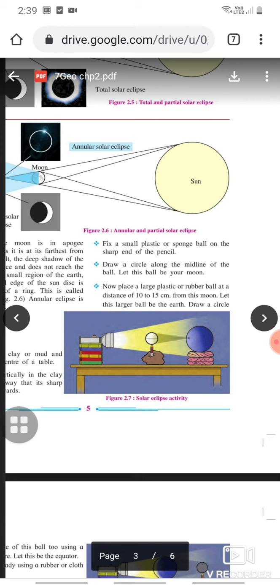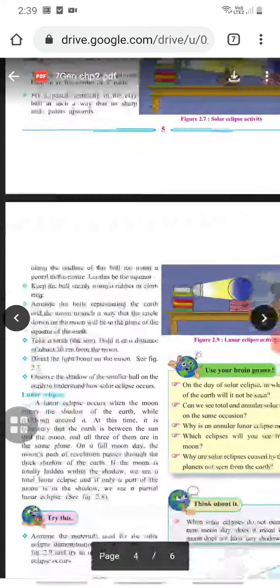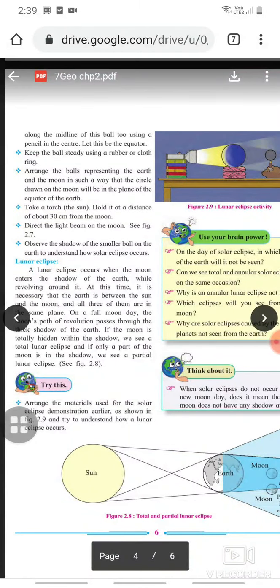Now fix a small plastic or sponge ball on the sharp end of the pencil. Draw a circle along the midline of the ball. Let this ball be your moon. Think of it to be your moon. Now place a large plastic or rubber ball at a distance of 10 to 15 centimeters from this moon. Let this larger ball be Earth. Draw a circle along the midline of this ball too using a pencil. Let this be the equator.